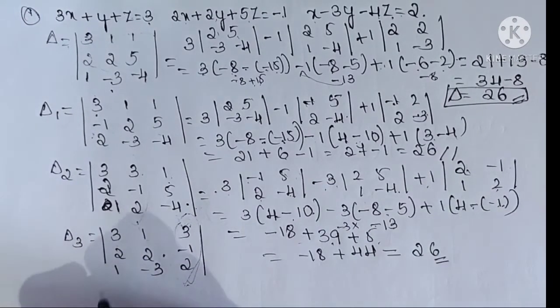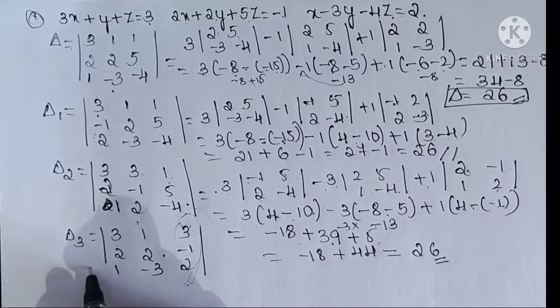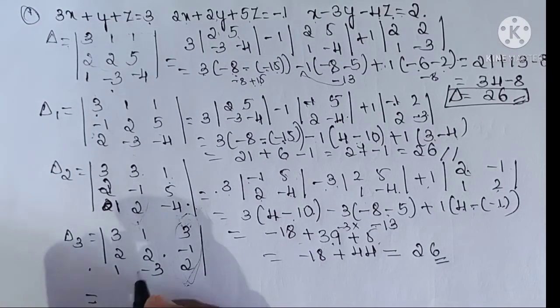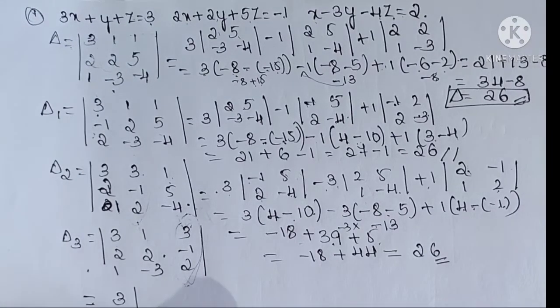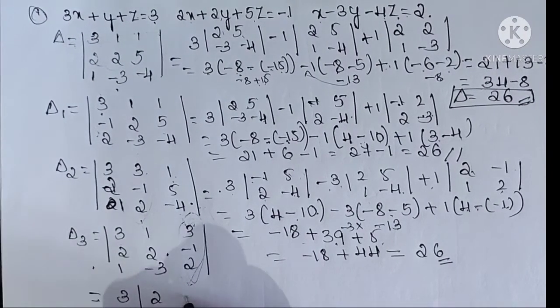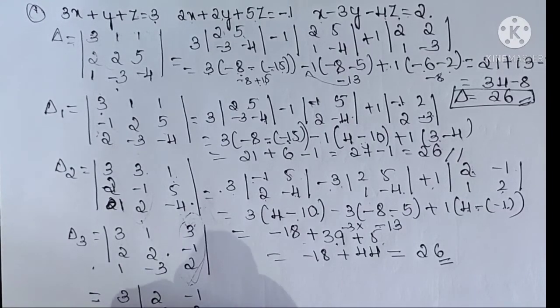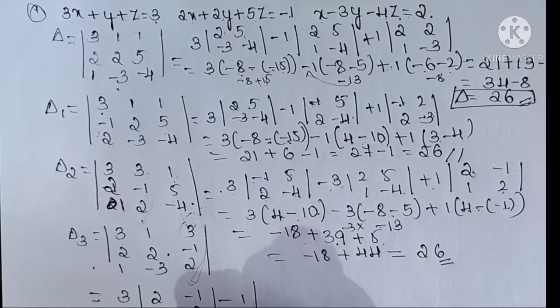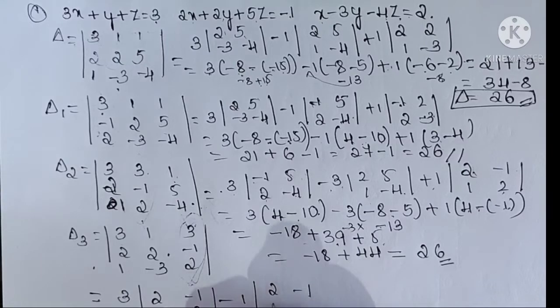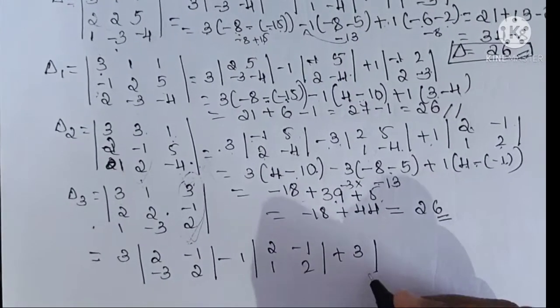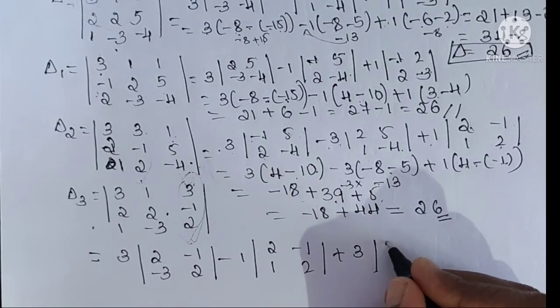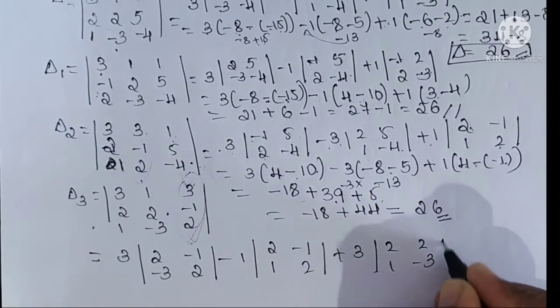Next one, delta 3. Delta 3 is equals to, delete first row first column, you'll get 2 minus 1 minus 3 2, minus 1 into delete first row second column, 2 minus 1 1 2, plus 3 into delete first row third column, 2 2 1 minus 3.